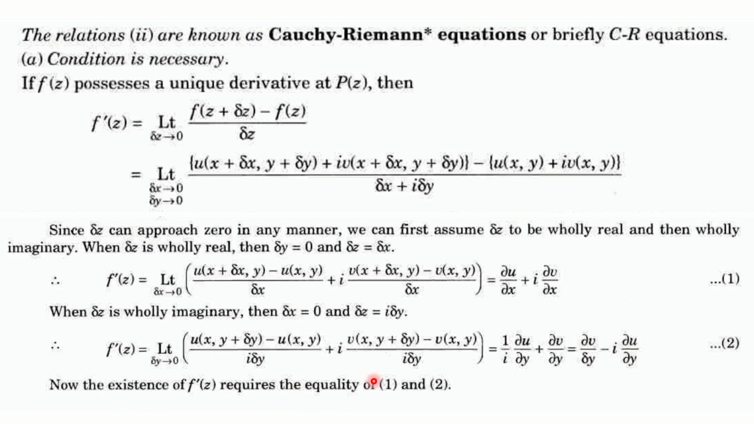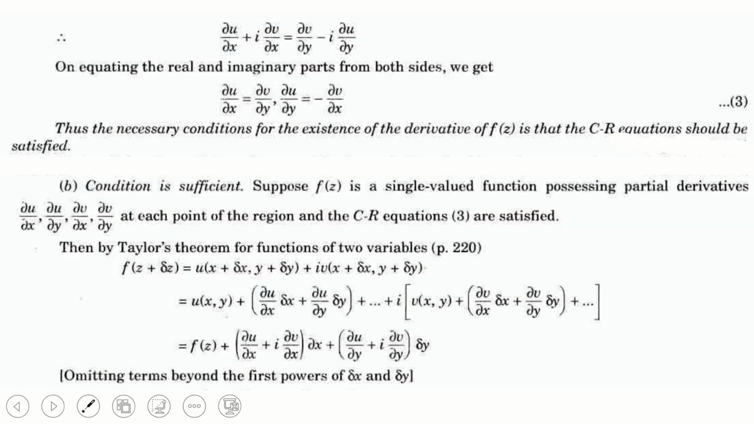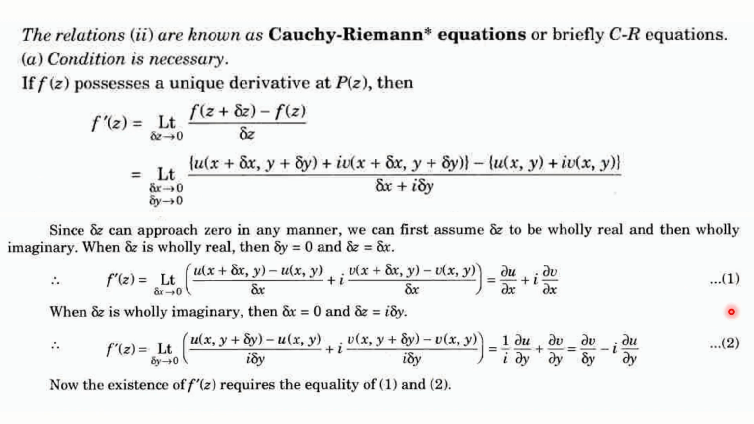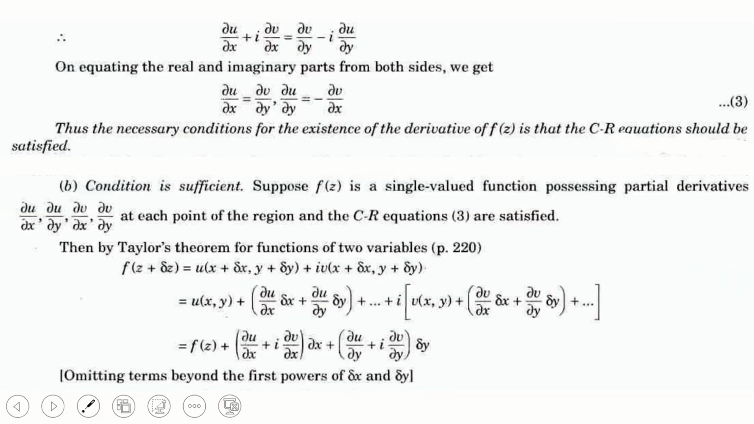Now the existence of f dash of z requires the equality of 1 and 2. The reason is that whatever way I approach a certain point, the limit value has to be equal for the derivative to exist. If the limit values are equal, that is when I get the derivatives equal. Here we are standardizing things. When I say that these two are equal, that is when I can talk about the existence of a derivative of a complex function. Now in the next slide, you can see that I've equated these two, equation 1 and 2.